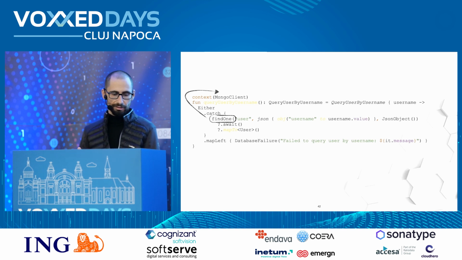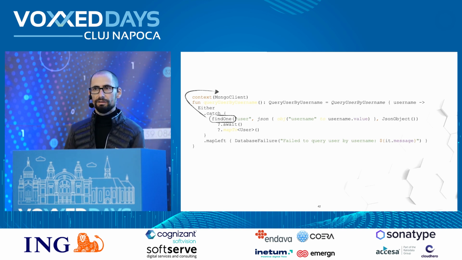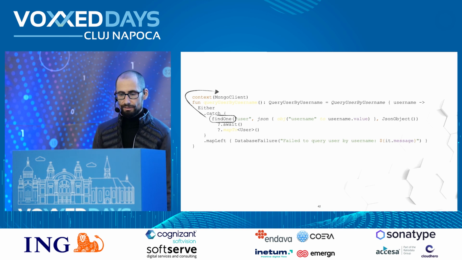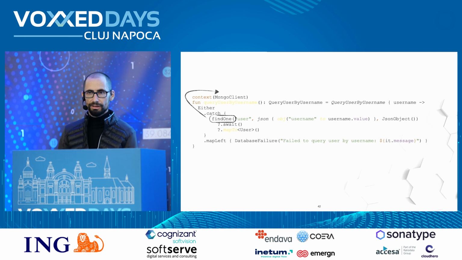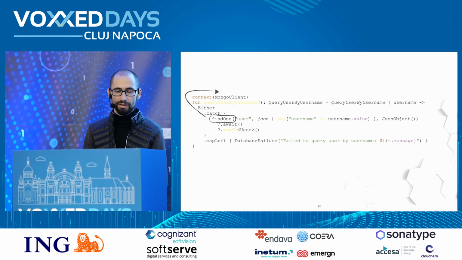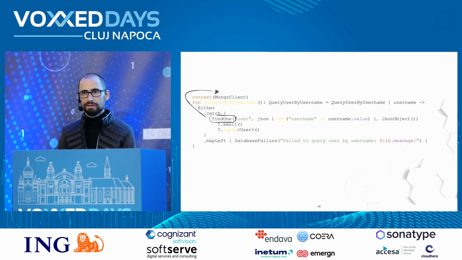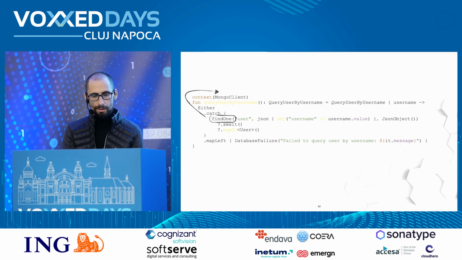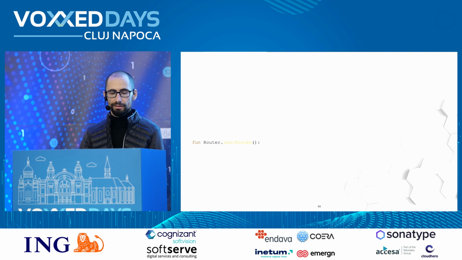However, Vert.x doesn't have an advanced DSL for Kotlin like Spring does. So if you see here, find one, for example, takes three arguments. One of them is the name of the collection. The other one is the query as a JSON object. And the third one is the JSON object that Vert.x is going to populate with our response. So it's a bit more verbose, or requires more arguments. But other than that, it's pretty much the same.